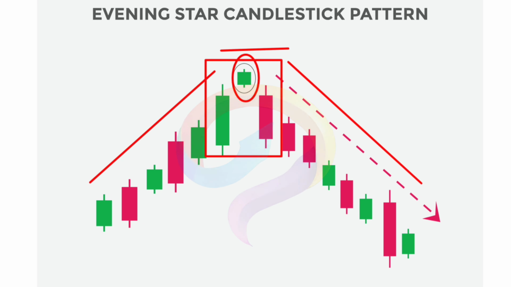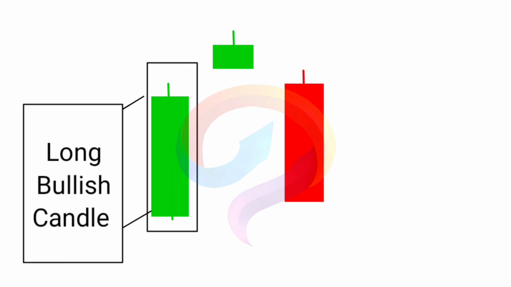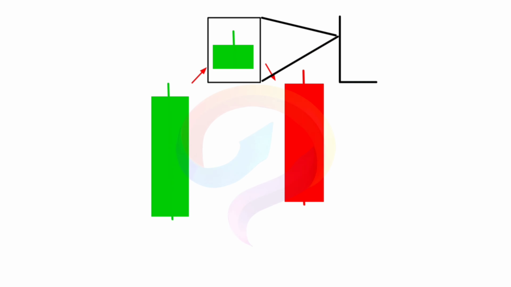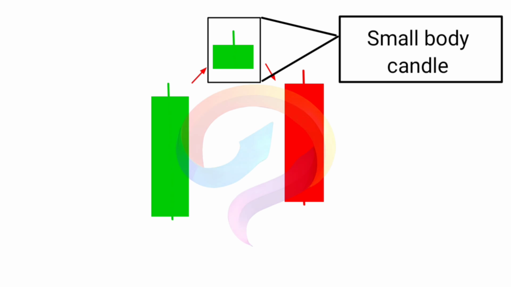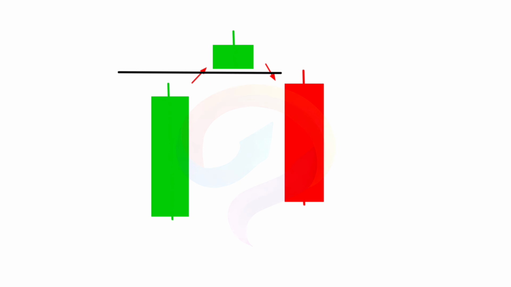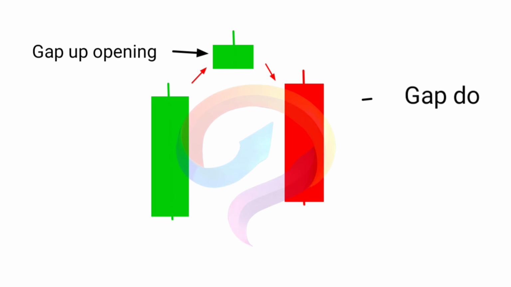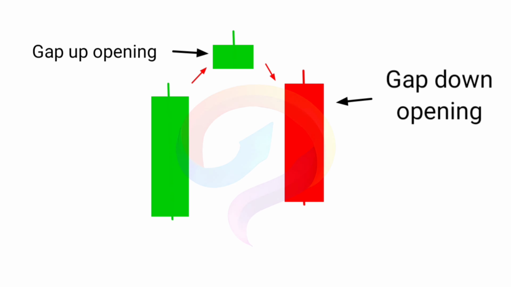The evening star is a bearish reversal pattern that consists of three candles. The first candle is a long bullish candle, indicating that buyers were in control. The second candle is a small-bodied candle that opens above the previous day's high and closes below the midpoint of the first candle, showing indecision in the market. The third candle is a long bearish candle that opens below the second candle's low, confirming the reversal.